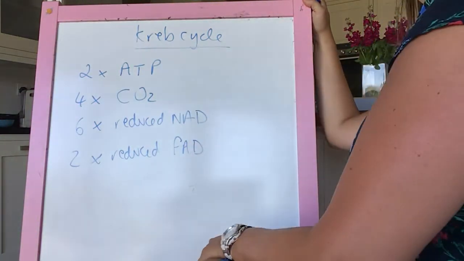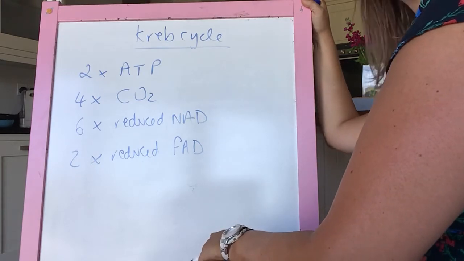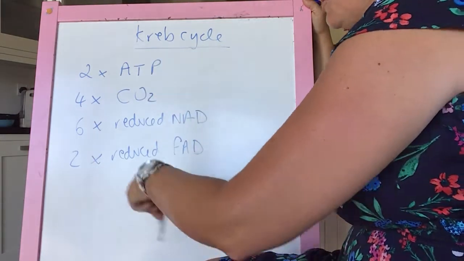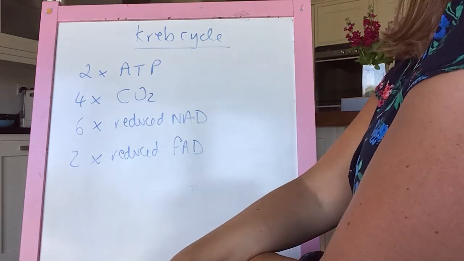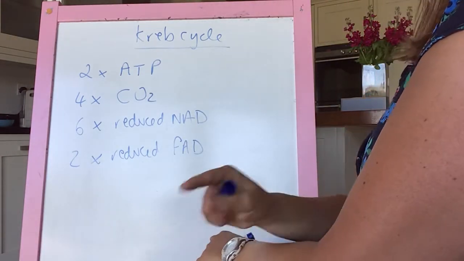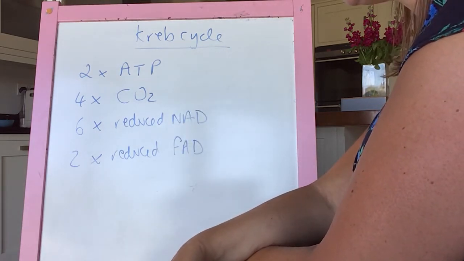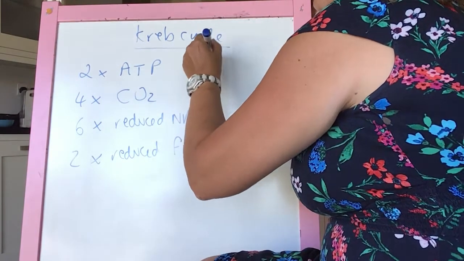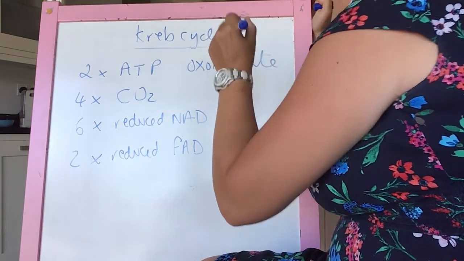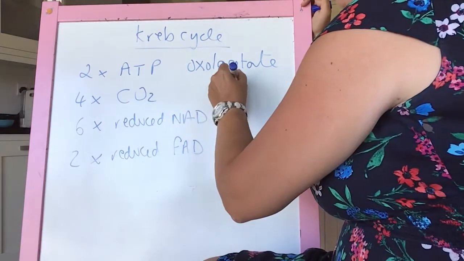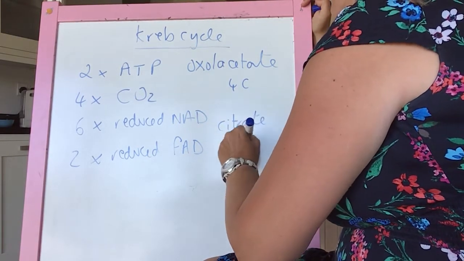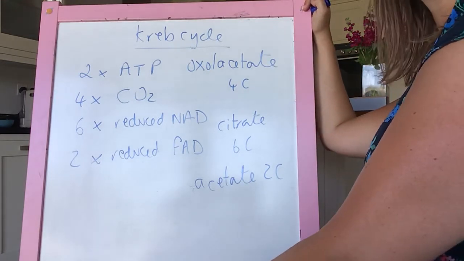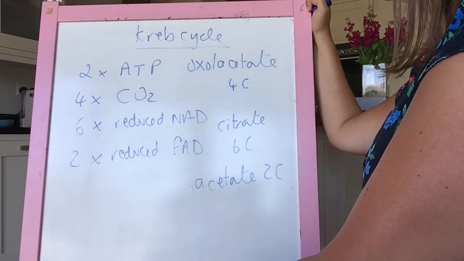All right, these two, remember, are coenzymes, and they're both made from vitamin B. So you get 1 reduced FAD on 1 cycle and another reduced FAD on the 2nd cycle. Let me just check that's it. Yes, all right. So that is a summary of our products from the Krebs cycle. You only need to know the name of oxoacetate, so that's our 4 carbon, and you need to know citrate, which is the 6 carbon, and obviously acetate, which is the 2 carbon. Thankfully, you do not need to know the name of the 5 carbon molecule.